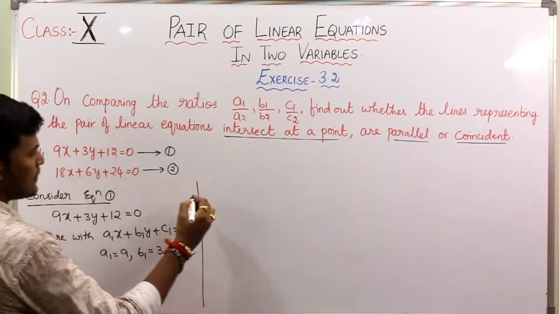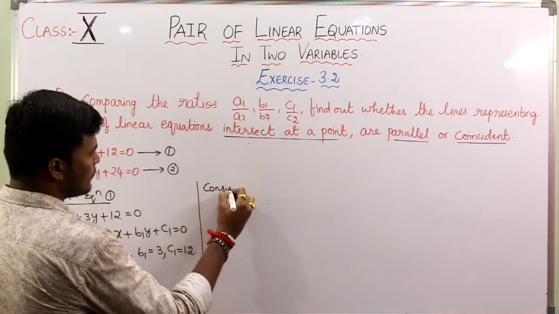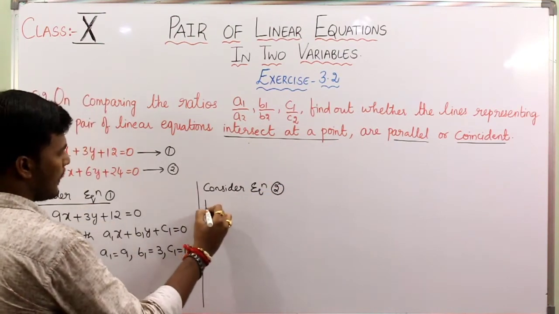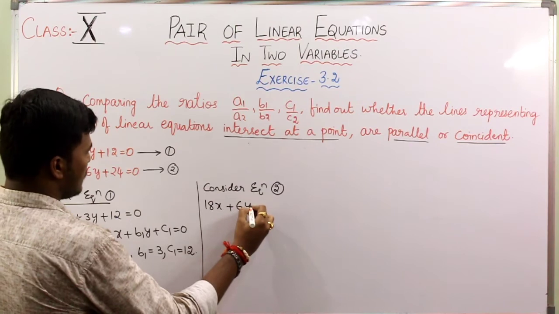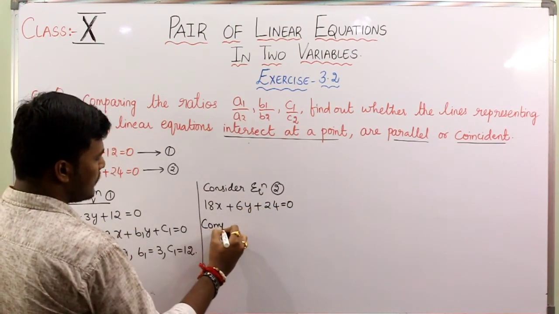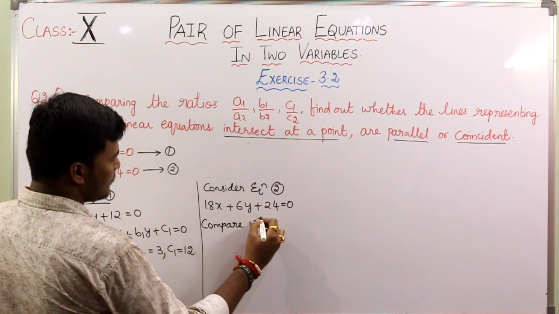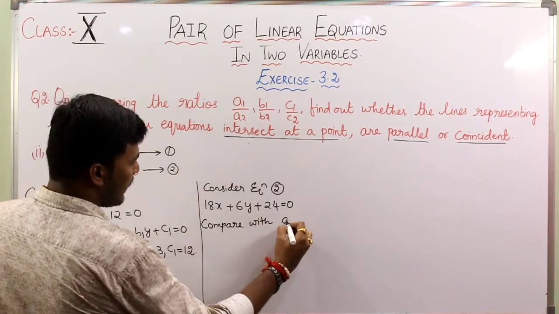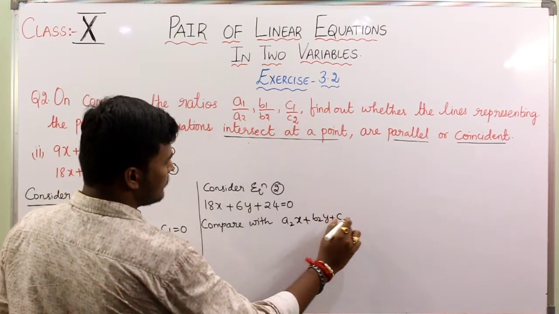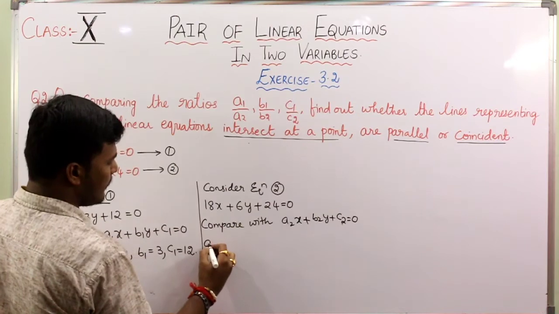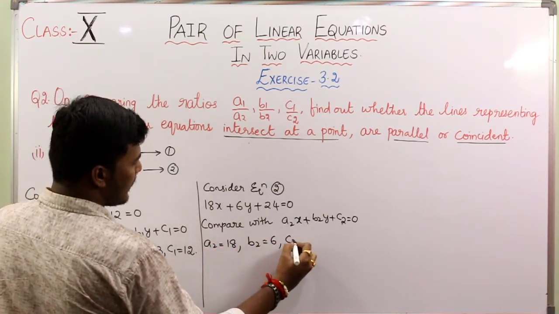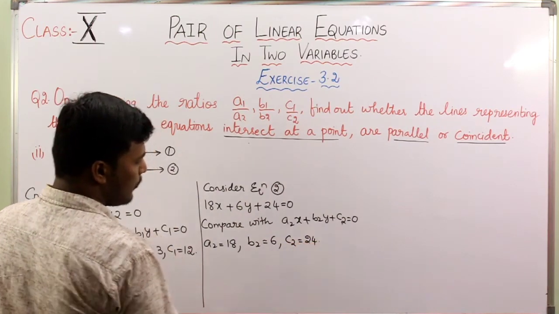Now consider equation number 2, that is 18x plus 6y plus 24 is equal to 0. Compare with a2x plus b2y plus c2 is equal to 0. Then we get a2 is equal to 18, b2 is equal to 6 and c2 is equal to 24.